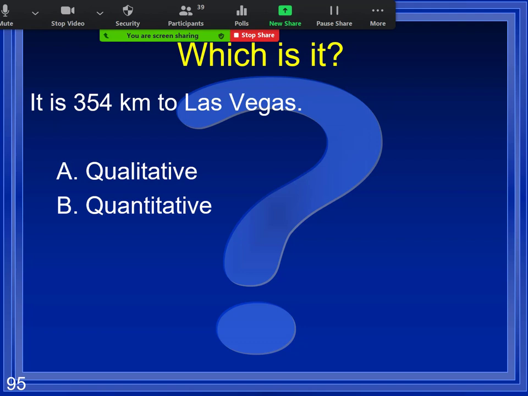Hey. It is 354 kilometers to Vegas. Qualitative or quantitative? Well, it's pretty obvious. It's got 354, number, kilometer, unit. That's a quantity, so it's quantitative.